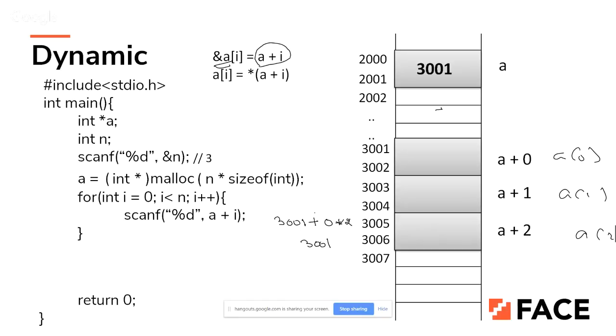Previously, the value of I is 0, so it has given 3001. Here, what happens? The input value which you are going to give will be stored there. Now, the I value will be incremented to 1. 1 less than 3, the condition is true.